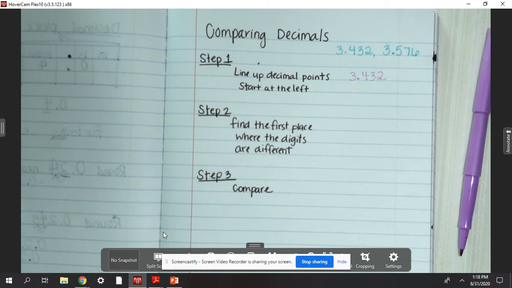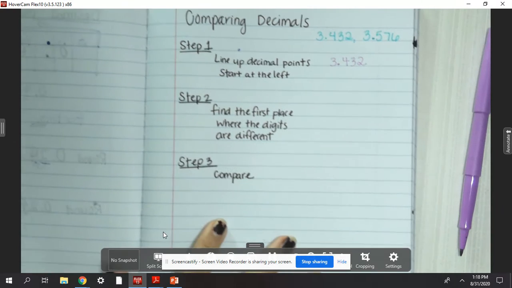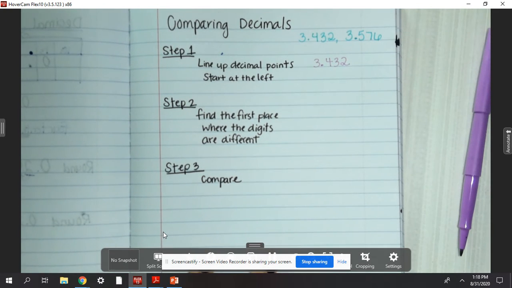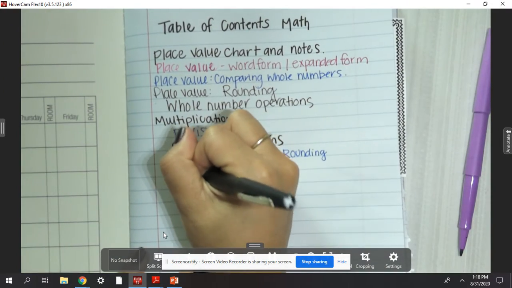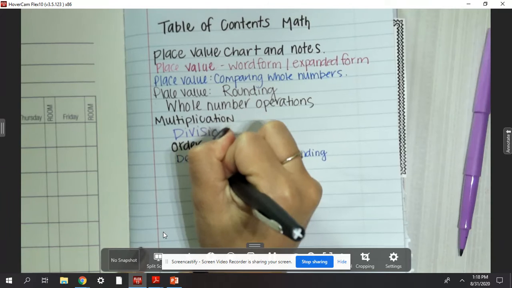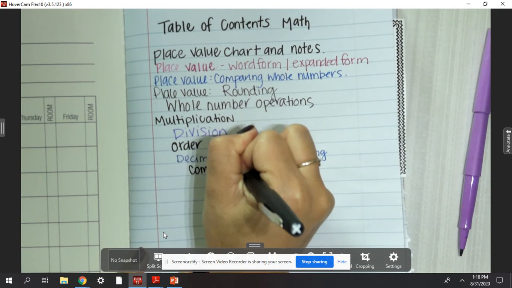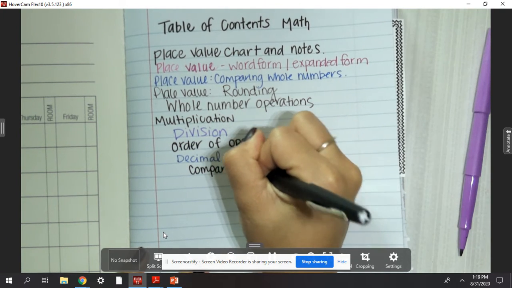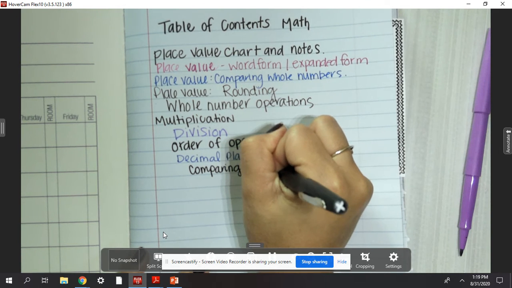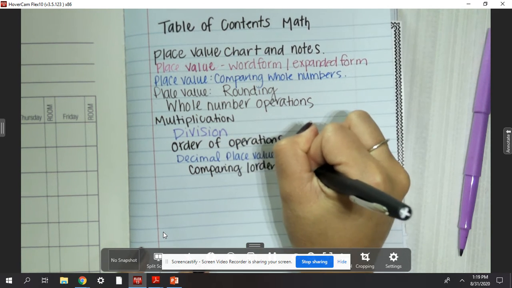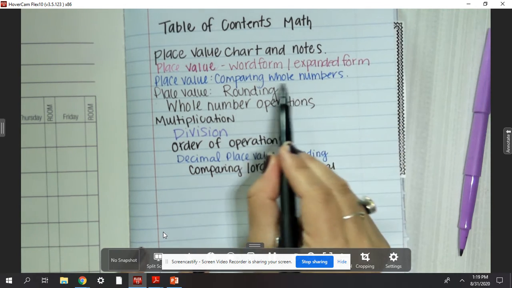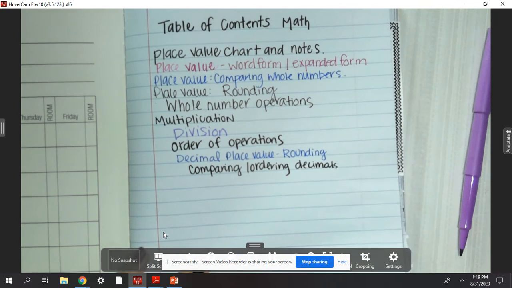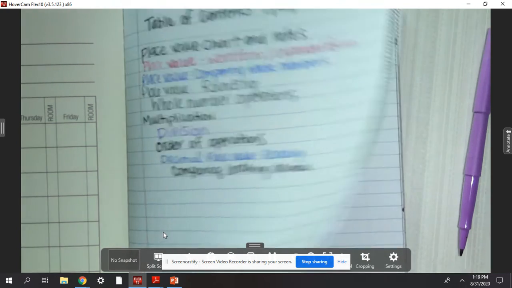Hey, fifth grade. So today we're going to be looking at comparing decimals. And again, I wrote some notes here for us. If you're writing in your notebook, you want to make sure that you write here, comparing. And we're going to put them in order too. Comparing and ordering decimals. So it's very similar to what we did with whole numbers when we were comparing whole numbers. But this time we're going to be using decimals.